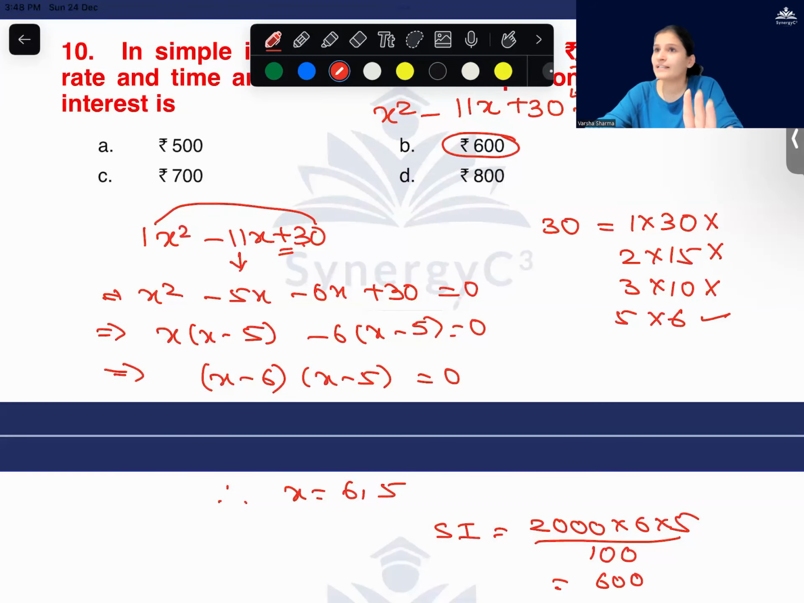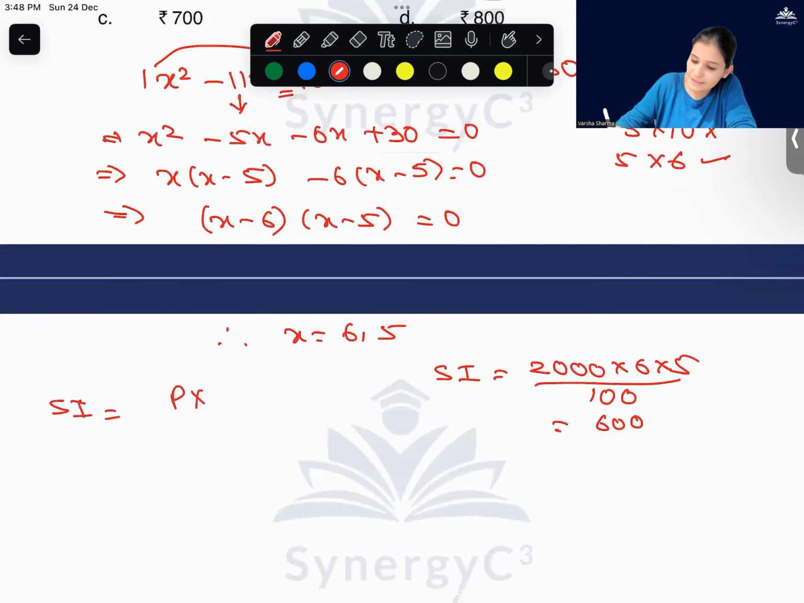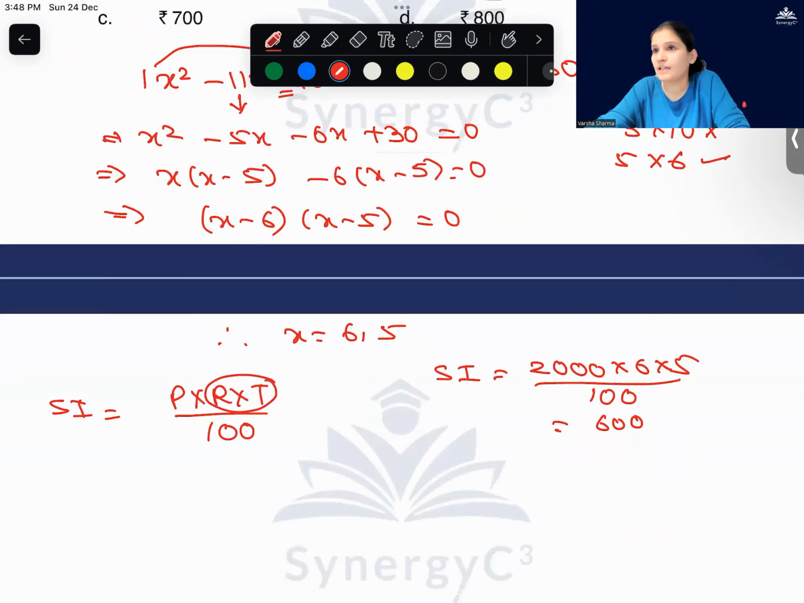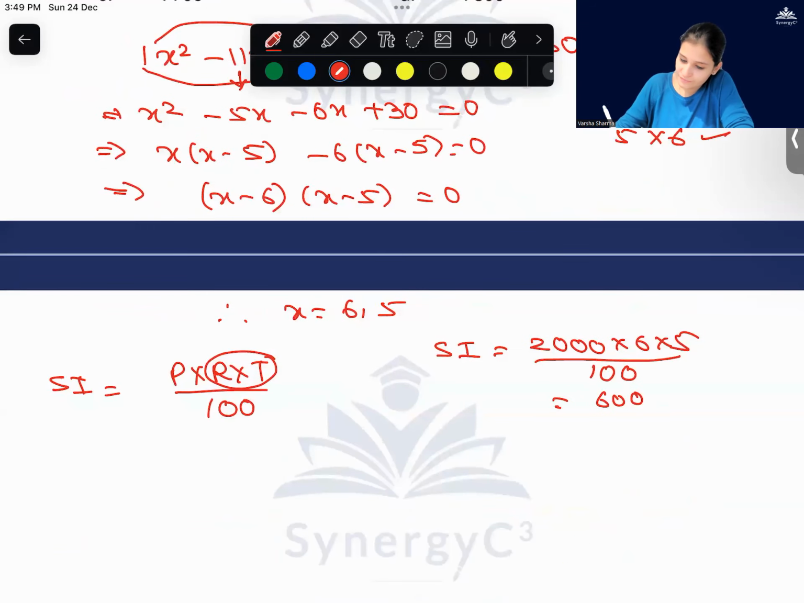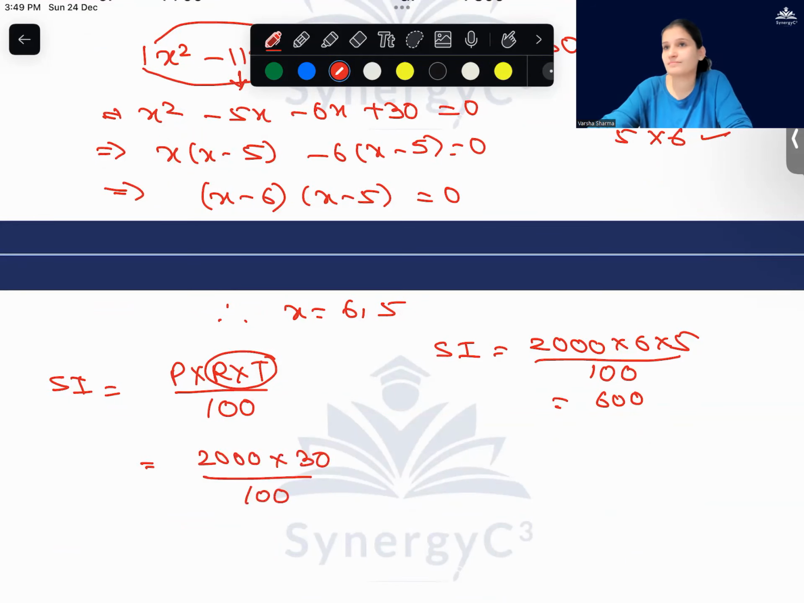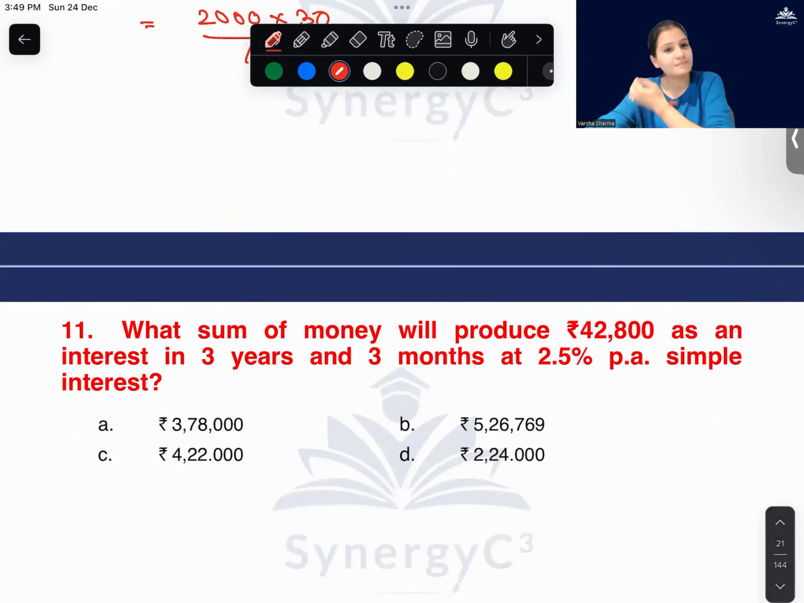Otherwise you can. Here what they said is, in finding out simple interest, what we need is P into R into T by 100. So we need the product of rate and time. What was the formula for product of the roots? C by A. So here directly you can find out the product of the roots, 30 by 1. You don't even need to solve it. So product of the roots is 30. So principal is 2000 into 30 upon 100. Very good. Clear?